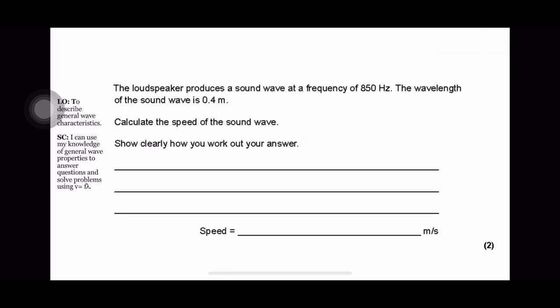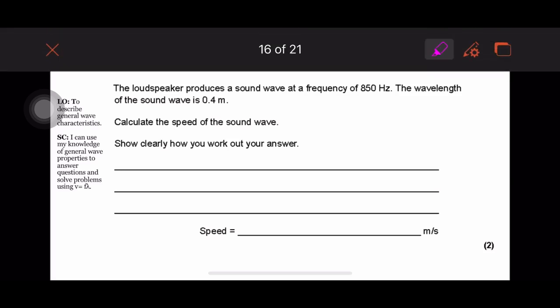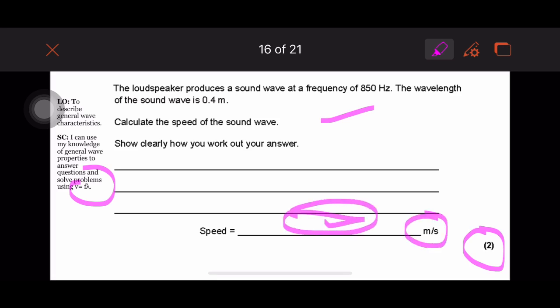Now I want you to answer this also in your notebook. This is just v is equal to f lambda application, so it's only 2 marks. You already know the answer to that because the formula is not given. 1 mark for the formula and 1 mark for the answer here. SI unit will not be marked because it's already given. So answer this also in your notebook.